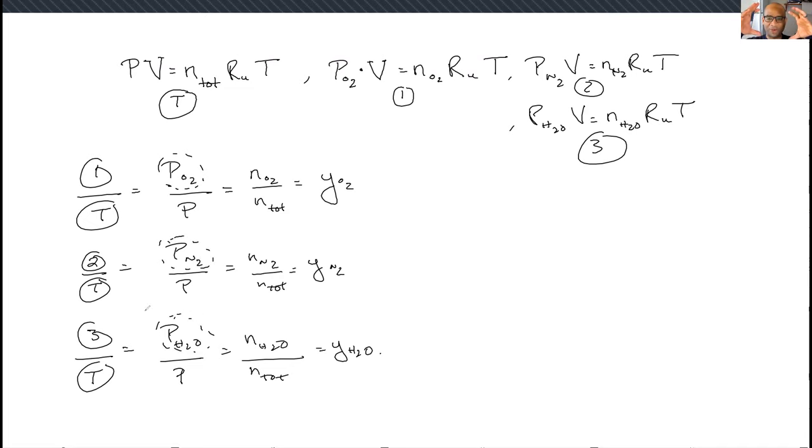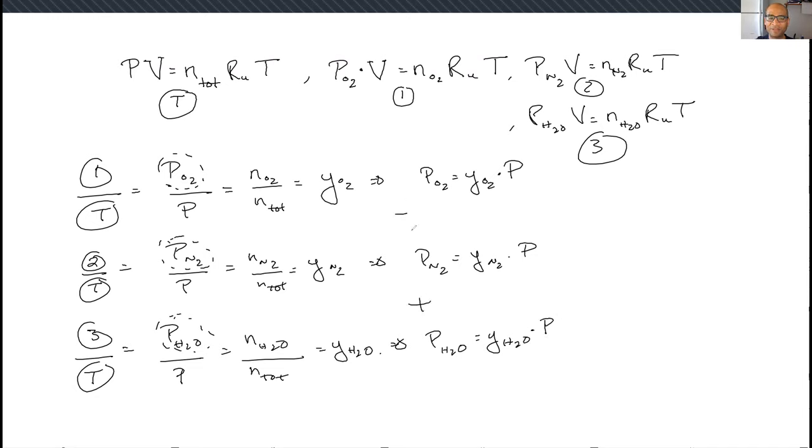Essentially, it's saying if I took a box of my mixture and took out all of the molecules that are not what I'm interested in, and kept just a subset of the molecules in that same box at the same temperature, then the resulting pressure would be the partial pressure. So we can write this as P O2 is equal to Y O2 times the total pressure inside the box. P N2 is equal to Y N2 times the total pressure. P H2O is equal to Y H2O times P.